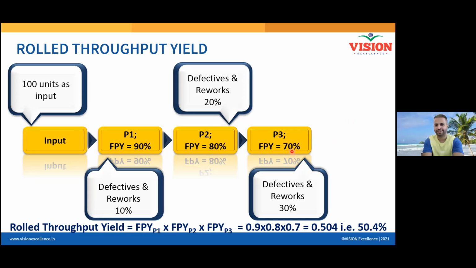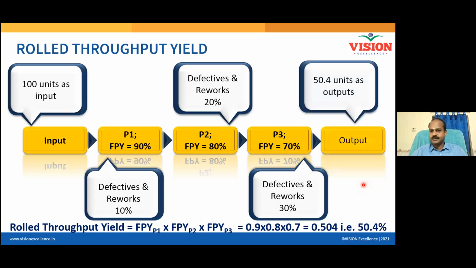Yes. You can't expect 70% here. It will be a product of these three. First pass yield 1, first pass yield 2, first pass yield 3. That means your overall yield, net yield is going to be only 50.4 units will come out as accepted. Why? Because you lost something here. Again, in the second stage, you lost something here. Again, third stage, you lost something here. Let us imagine like this. You all undergone yellow belt training.